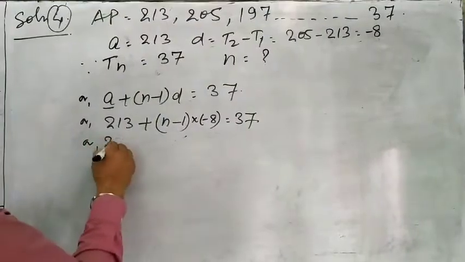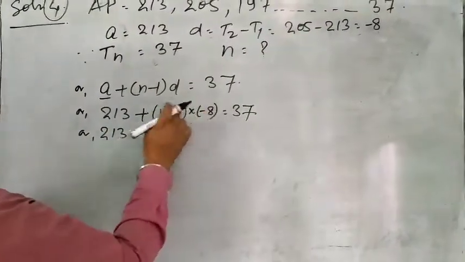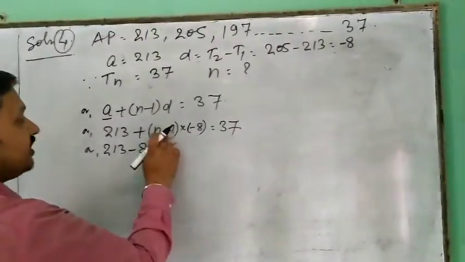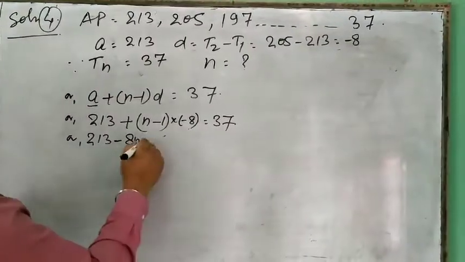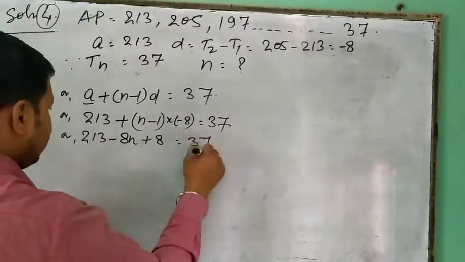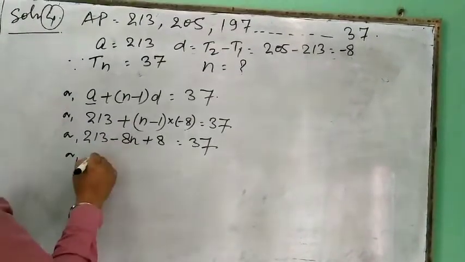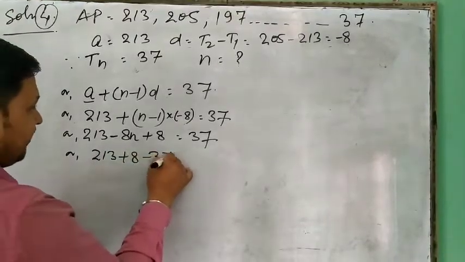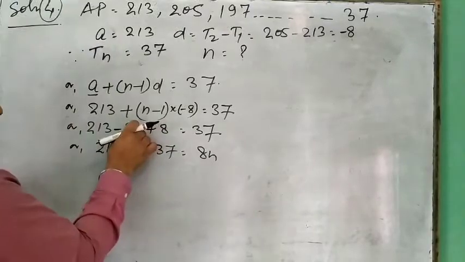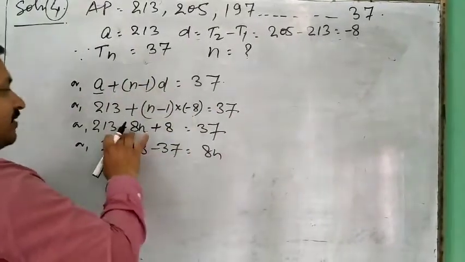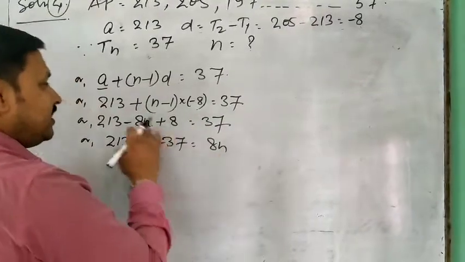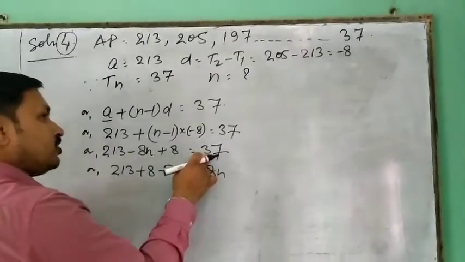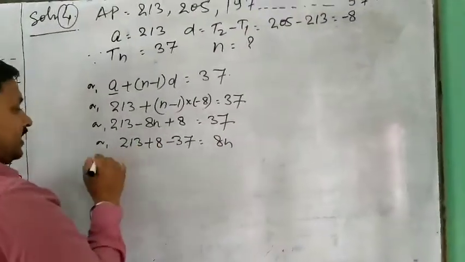So that 213, when we multiply minus 8 with n, we get minus 8n. And with minus 1, minus 8, minus times minus gives plus 8, equal to 37. So 213 plus 8 minus 37 equal to 8n. The 8n changes side, from the left side to the right side, so its sign changes: minus becomes plus. And 37 also changes sides, so it becomes minus 37.